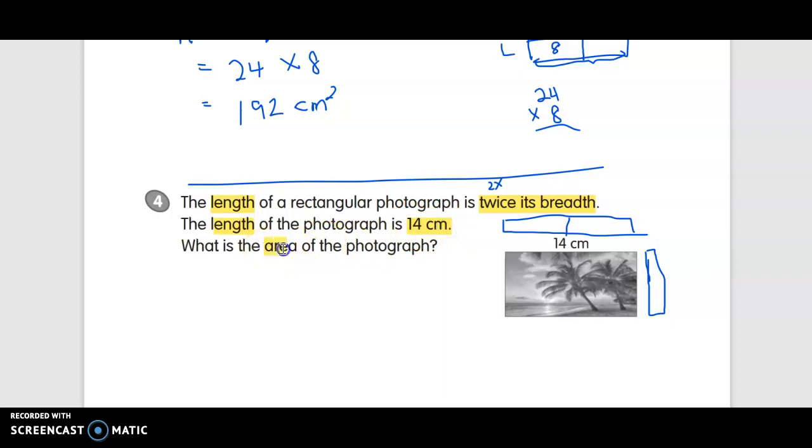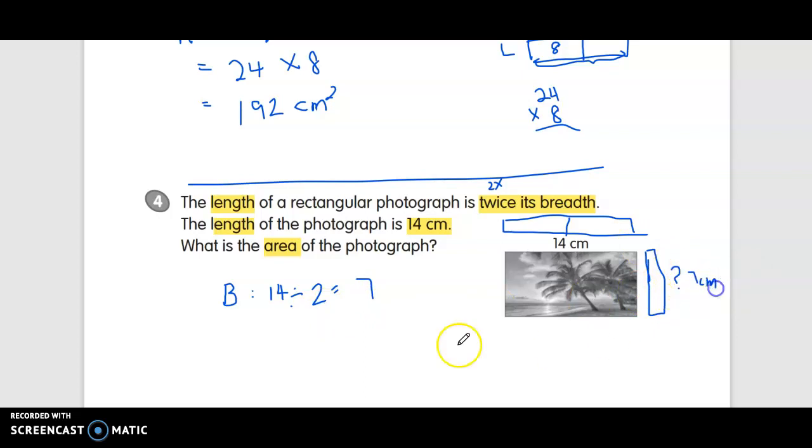The length of the photograph is 14 cm. What is the area of the photograph? So, what information is missing right now before we find the area? Yes, the missing information we need is finding the breadth. Okay, so the breadth is 1 box. Length is 2 boxes. How do we find 1? How do we find each? Remember? To find each, we always divide. Okay, so 14 divided by 2 boxes equals to, because it's twice, 7. So now we know that the breadth is 7 cm.